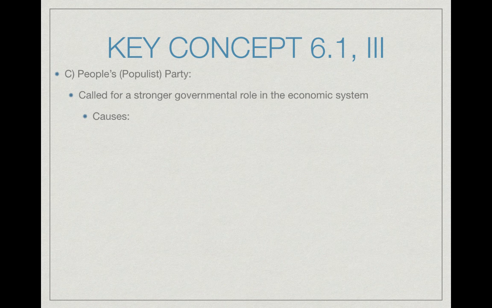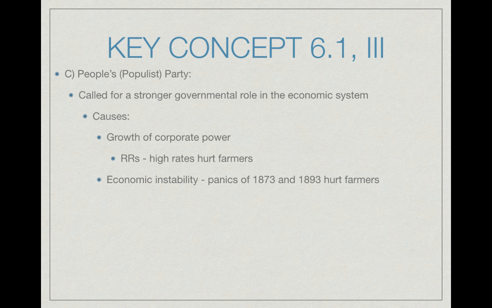So what were the causes of the Populist Party? Well, you have growth of corporate power, and railroads would charge high rates that hurt farmers. So the People's Party, or the Populist Party, is really going to be made up of farmers. There's also economic instability that's a cause. The panics of 1873 and 1893 hurt farmers. And their goals, they wanted a stronger government role in the economic system, so they're kind of anti-laissez-faire here.